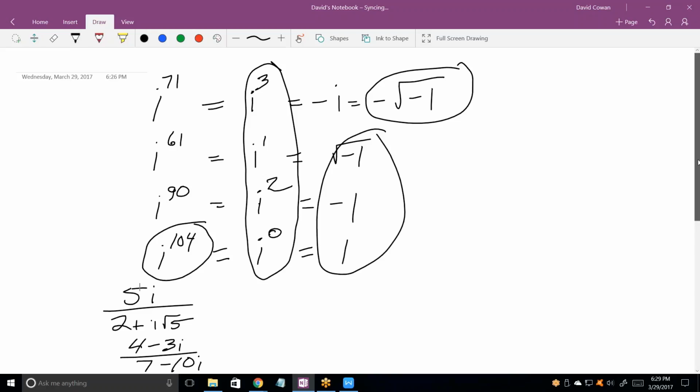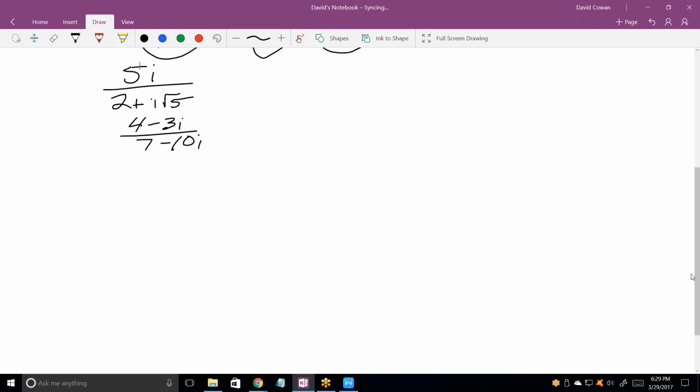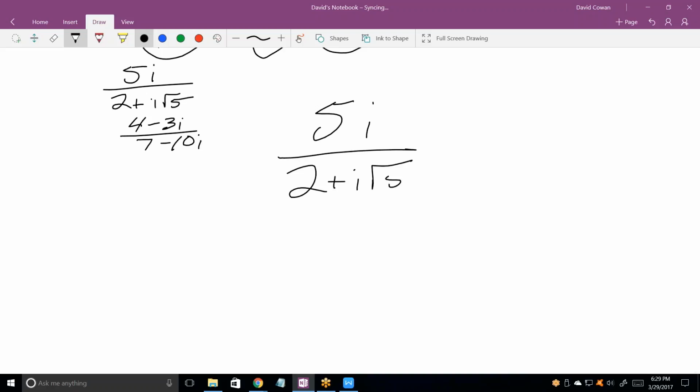So that's the easy ones. Now, let's take these one at a time. This is not really a division problem. It just looks like it. If I gave you this problem right here, that looks like a division problem, right?